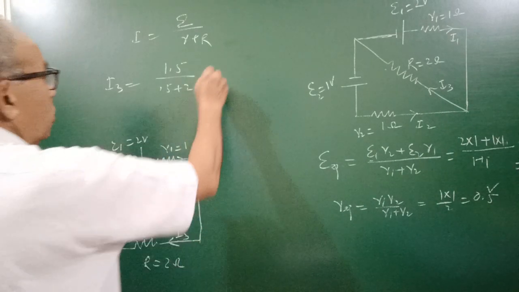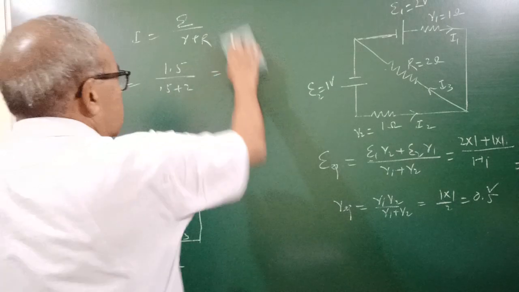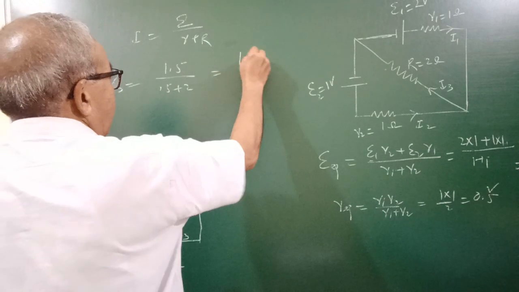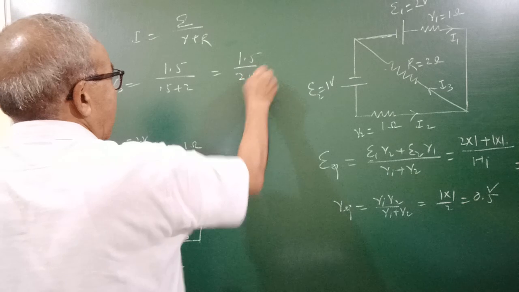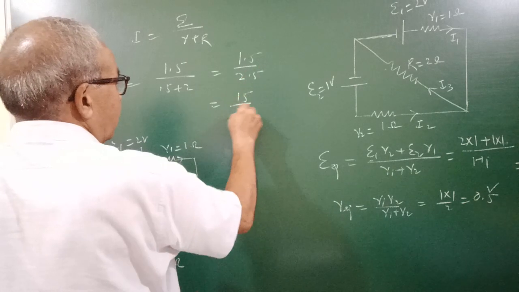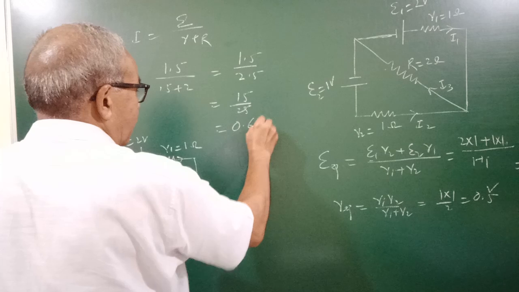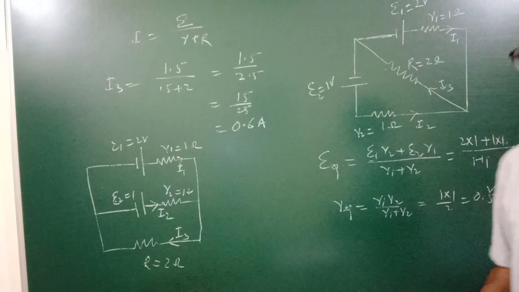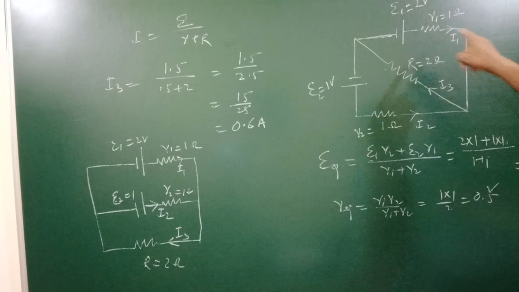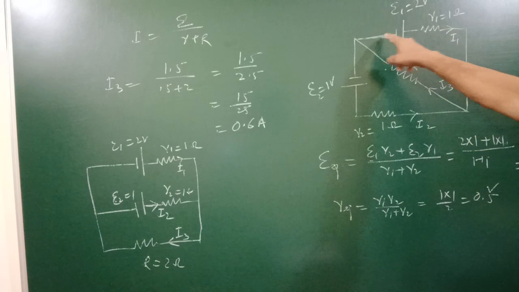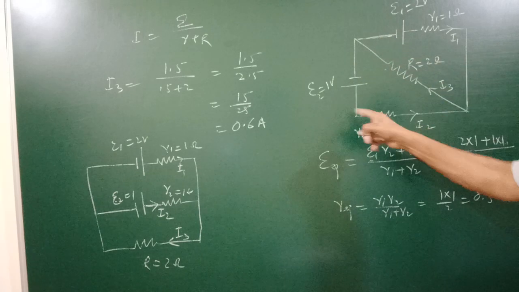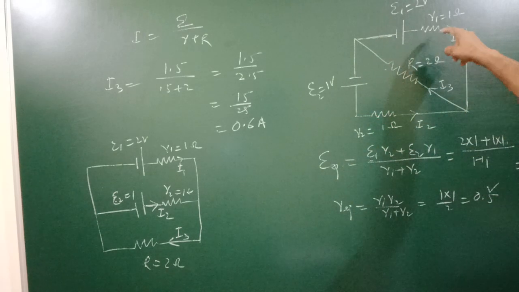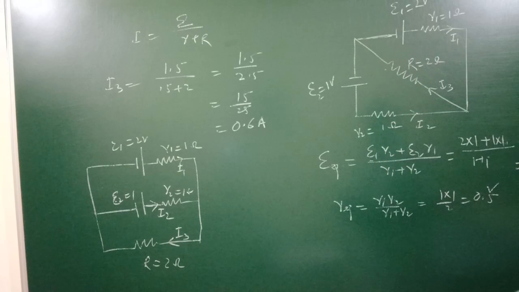So how much is it? 1.5 upon 2.5, that is 15 upon 25, which is 0.6 ampere. So simply use the parallel combination of cells. Actually, some authors represent internal resistance on this side generally, but it can be here also. These R1 and R2 are treated here as internal resistance of the cells. Now, how to find I2 and I1?